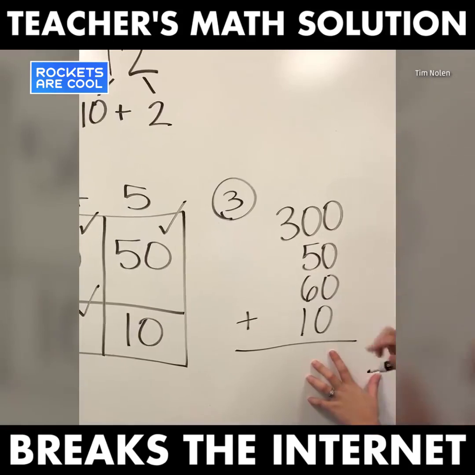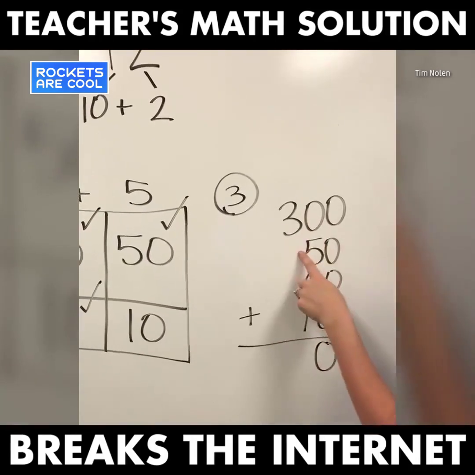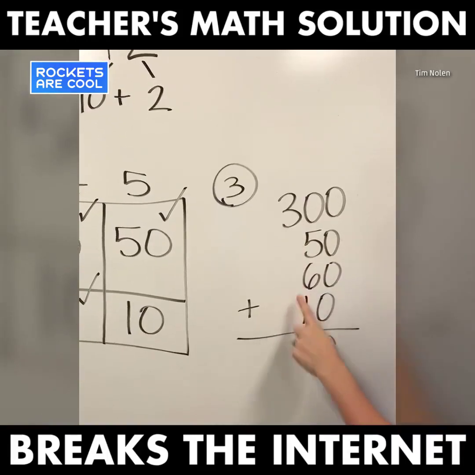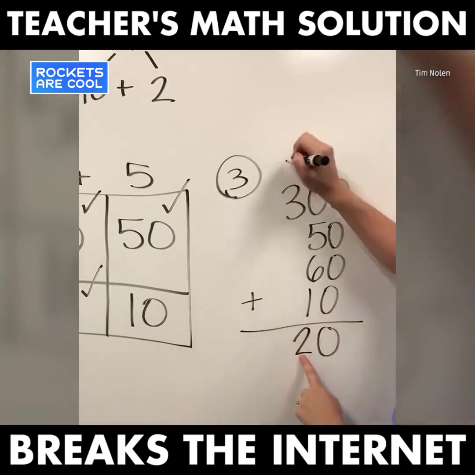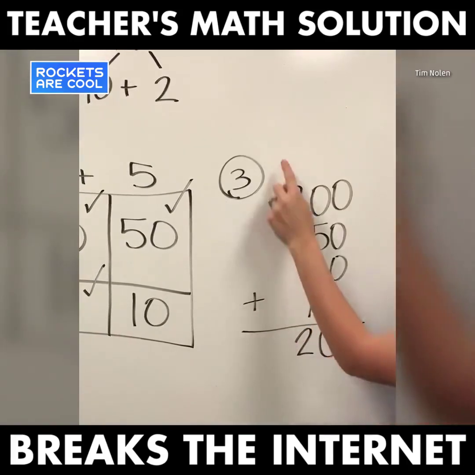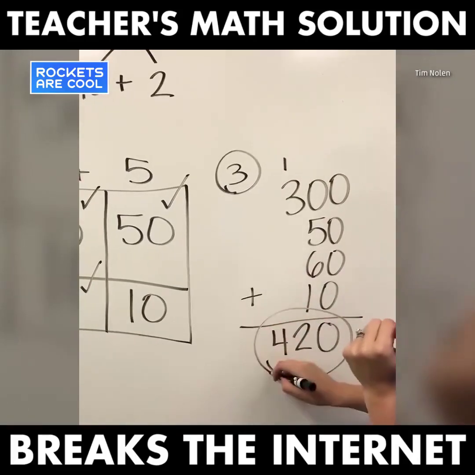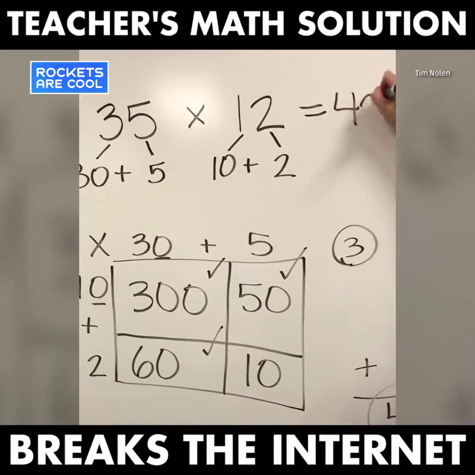0 plus 0 plus 0 plus 0, those are zeros all the way down, so 0. 0 plus 5 is 5. 5 plus 6 is 11. 11 plus 1 more is 12. Bring down that 2 and carry that 1 to the hundreds. 3 plus 1 is 4, and that is your answer. 35 times 12 equals 420.